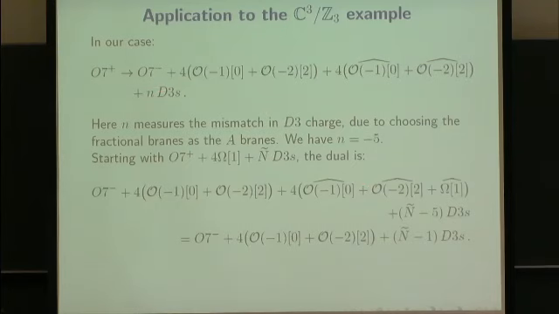You still have the -5 branes that appear here, and you have the D3s, which are SL2C invariant, so they stay D3s. So you get this on the S-dual side.